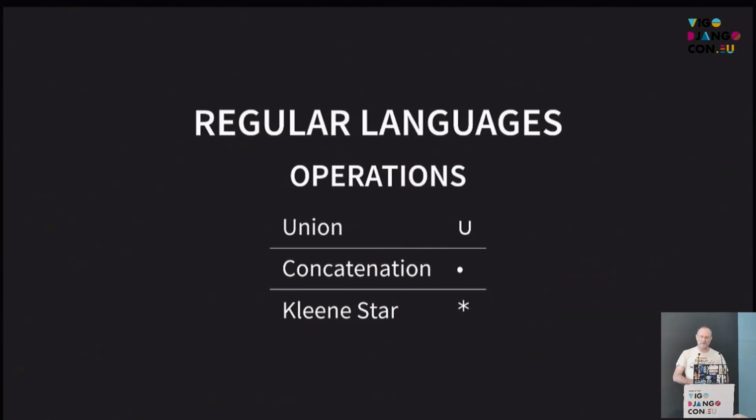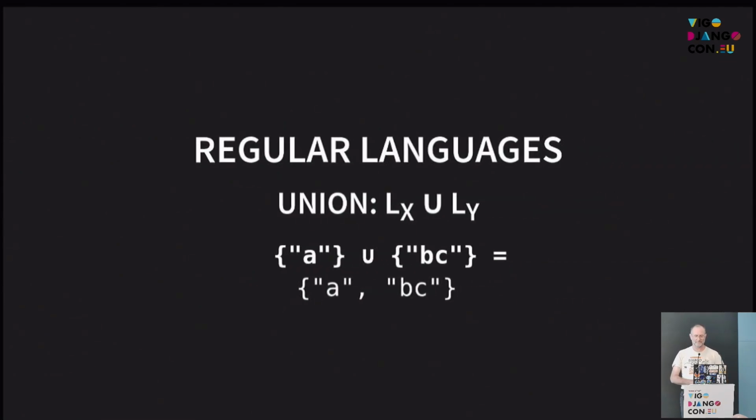The operations that combine languages or sets to create more complex languages are union, concatenation, and the star, which is called Kleene star. Union here is just plain old set union. There's not much to say about it.